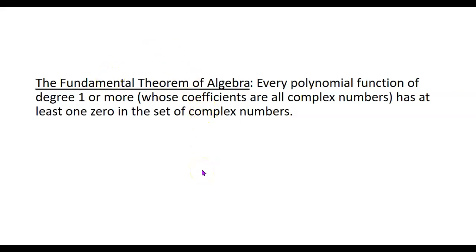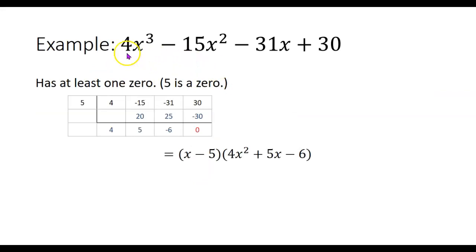So let's look at an example so we see what that means. If I write down a polynomial of whatever degree, here's an example, 4x to the third minus 15x squared minus 31x plus 30, that's a degree 3 polynomial. So the fundamental theorem of algebra tells us that that polynomial must have at least one zero. It doesn't tell us whether that zero is a real number or not, but it has to be some sort of complex number. Now, it turns out that this particular polynomial has 5 as a zero.